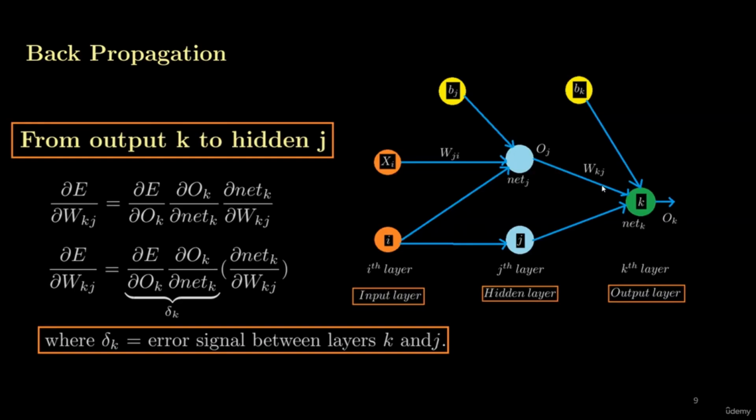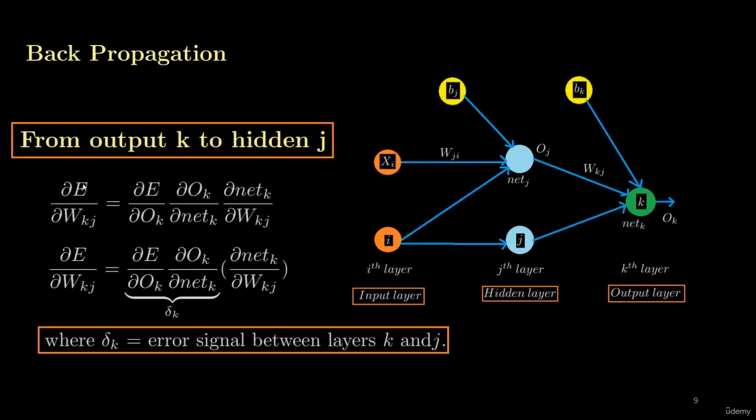Basically, if we move in the backward direction from the output layer to the hidden layer, it means we have to update the weight between the output layer and the hidden layer, and that weight is WKJ. We have to reduce the error with the help of this weight. Therefore, we have to write the equation dE by dWkj, that is the rate of change of error with respect to weight Wkj. Since we are moving from output to the hidden, we have to update the weight that is present between the output and the hidden layer. And while updating the weight, we will reduce the error.